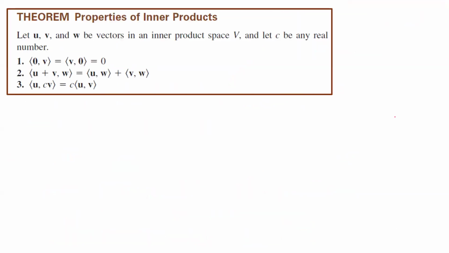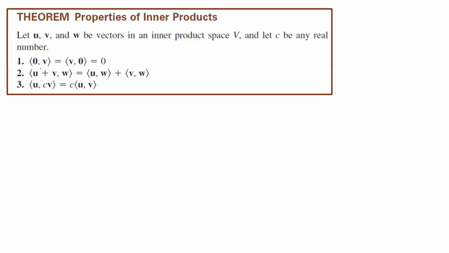Perfect. Let's go over the theorem, properties of inner products. If you have three vectors like u, v, and w, and suppose you have inner product space V. What's the meaning of that? It means that you have a vector space that has an inner product function. And suppose c is any real number.